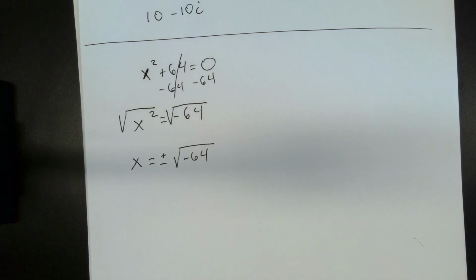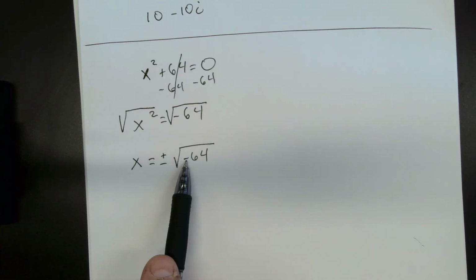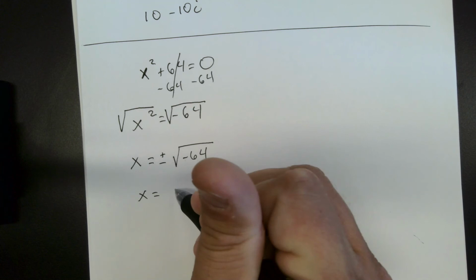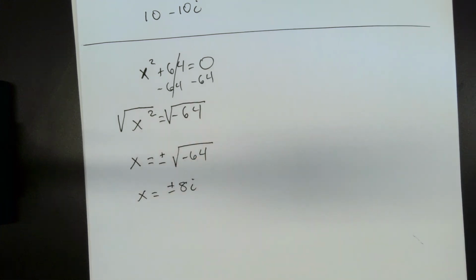Now that you know it's a plus or minus, why is there a plus and a minus? Because there has to be two answers. Why does there have to be two answers? Because it's squared. Okay, now look though, we're not done yet. What's the square root of a negative? I. What's the square root of 64? 8. So we're going to have x equals plus or minus 8i. And that's your solution. I'm sure Alex will make you write 8i and negative 8i, but that would be your solution.